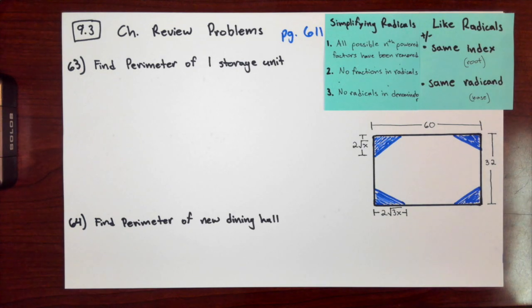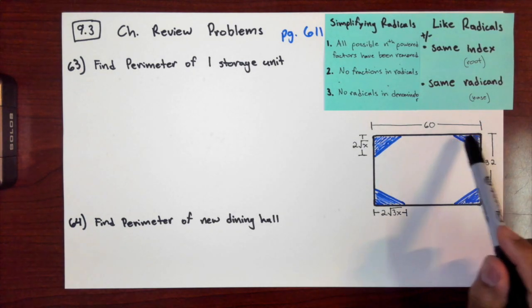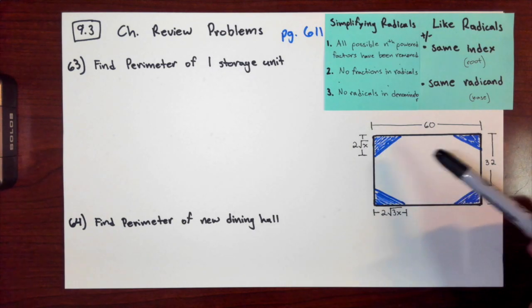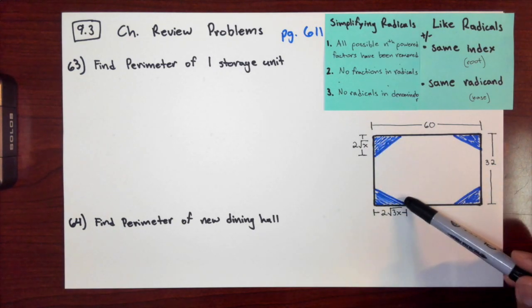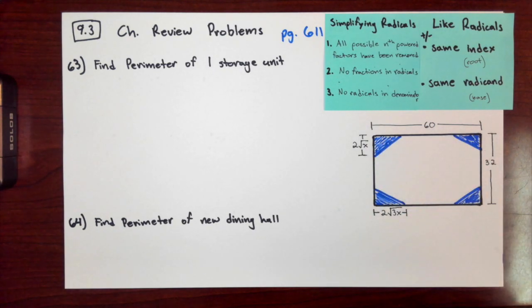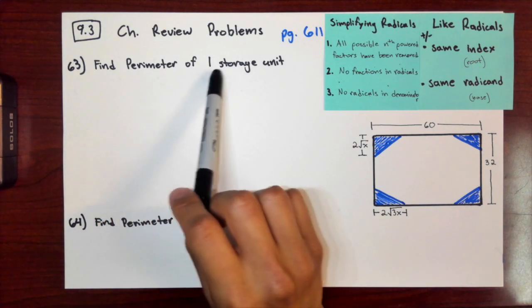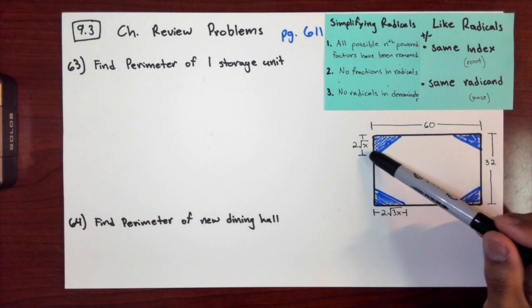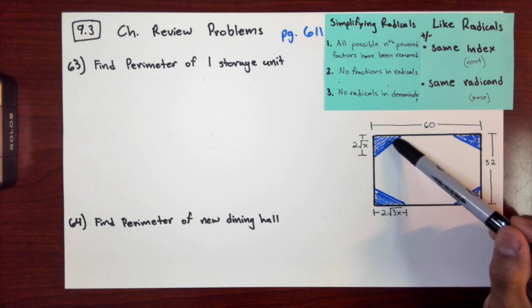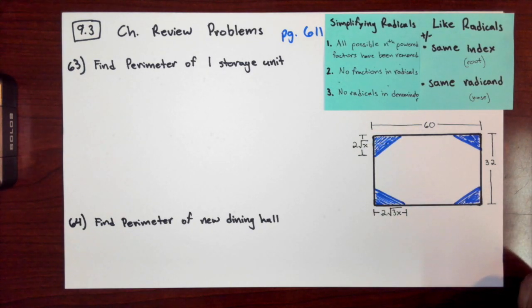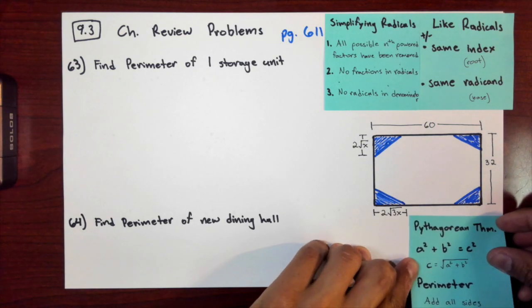Okay? So basically, we had this dining hall that used to be a rectangle. Now what they're doing is basically making closets at these four corners. All right. So what we need to do is find the perimeter of one storage unit. One storage unit is going to be one of these triangular storage units. Okay. We do have to use a couple of equations for this. One of them is the equation that we got reintroduced to back in section 9.2, the Pythagorean theorem.